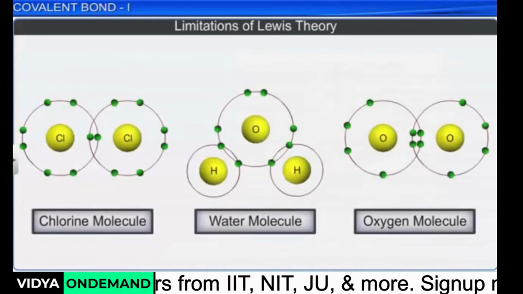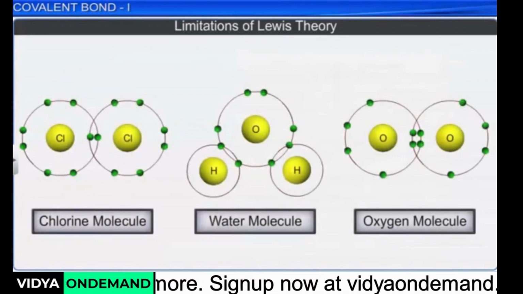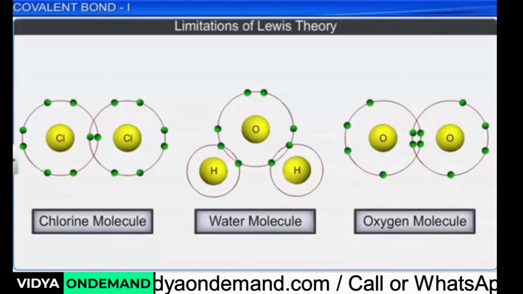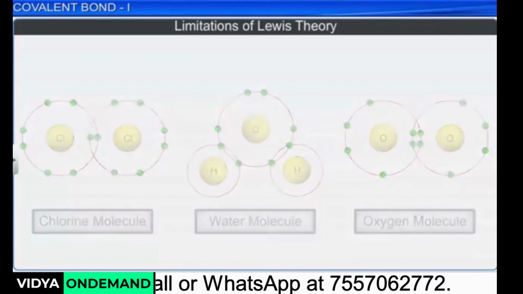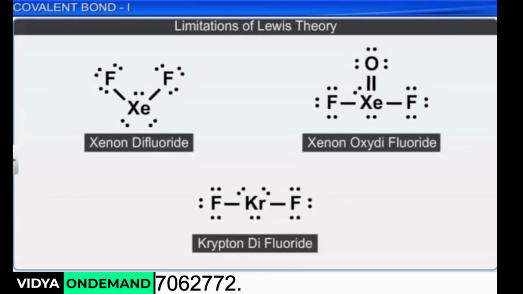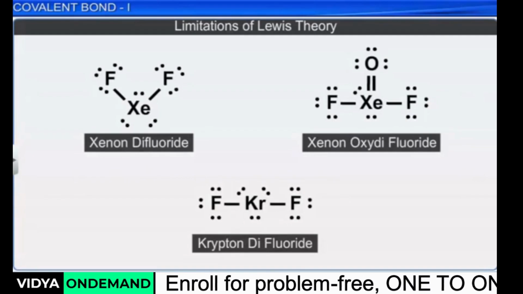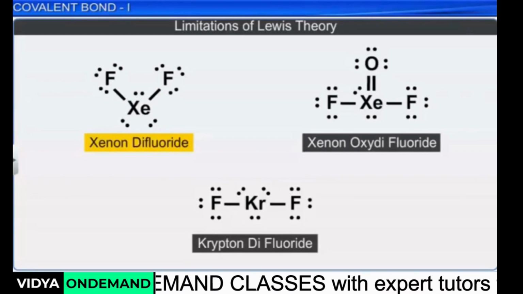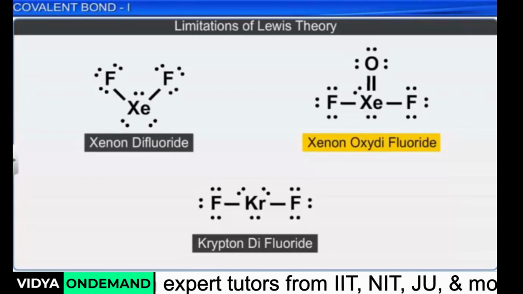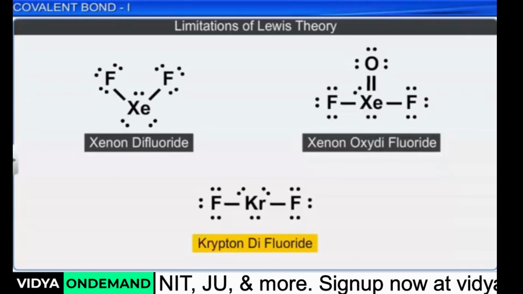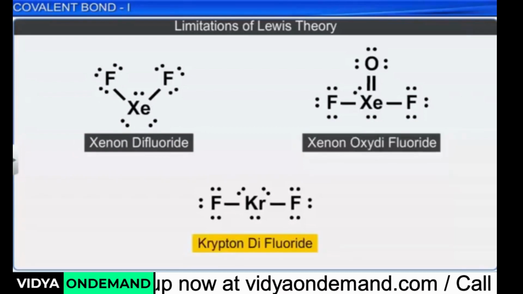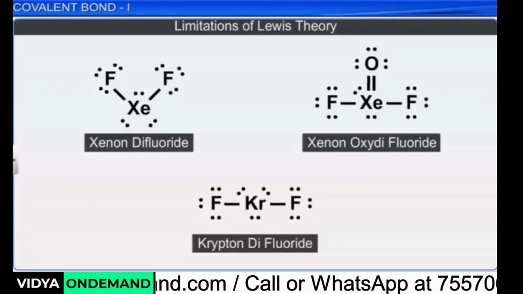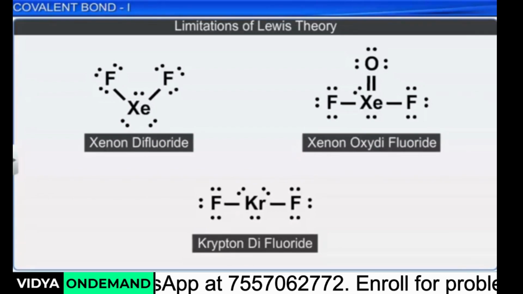We know that each atom gets stability due to octet in its valence shell. But some elements like krypton and xenon form compounds in spite of having octet in the valence shell, such as xenon difluoride, xenon oxydifluoride, krypton difluoride, etc. The octet rule couldn't explain this anomaly.